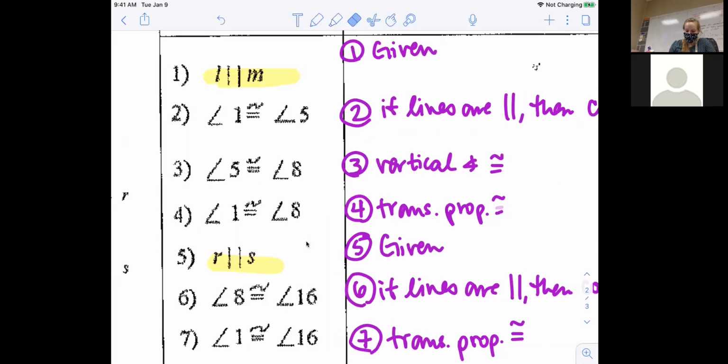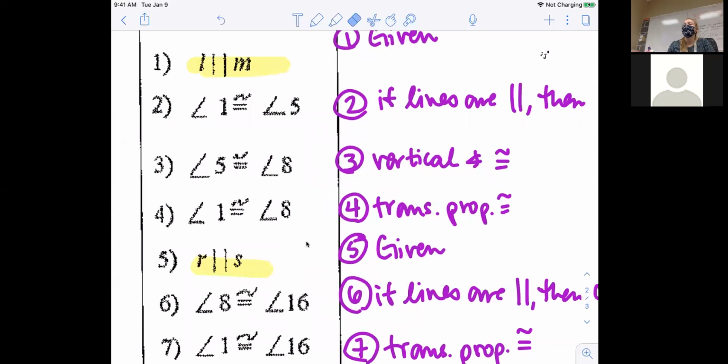Now for number 4, I could argue a couple different answers here. What I did is I just looked at what was given to me through the statements, and I was like, okay, I had 1 is congruent to 5, and then 5 is congruent to 8. So I crossed off my 5s, and I had 1 is congruent to 8. So I called that transitive property.